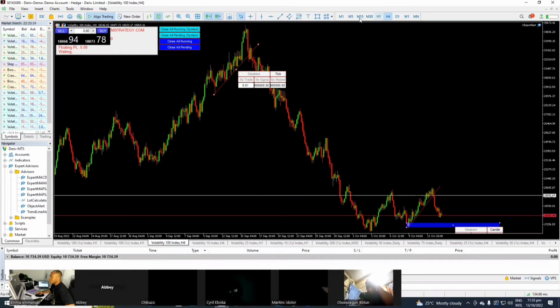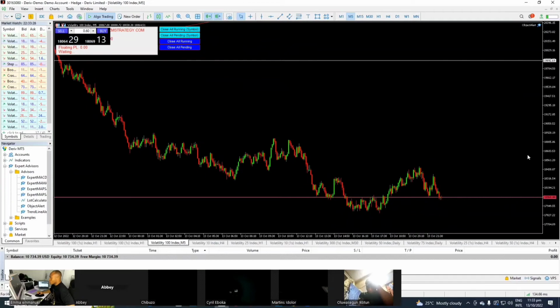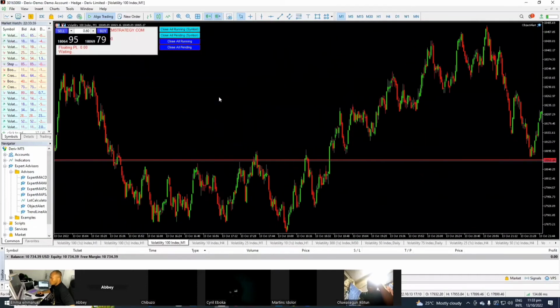Now you will not use the 4 hour time frame to take a trade. Instead, you go to a lower time frame to see some bullish pattern at that particular level.